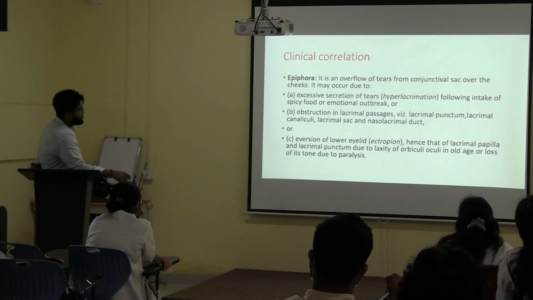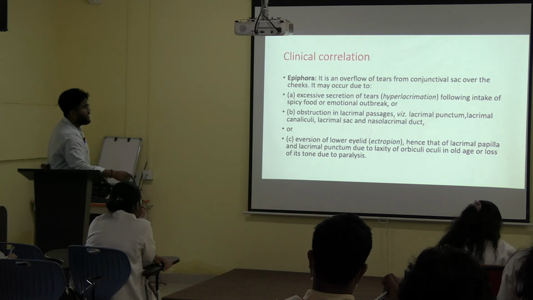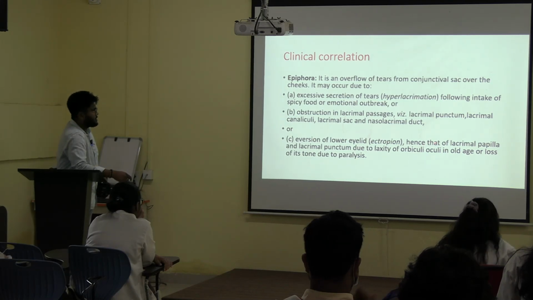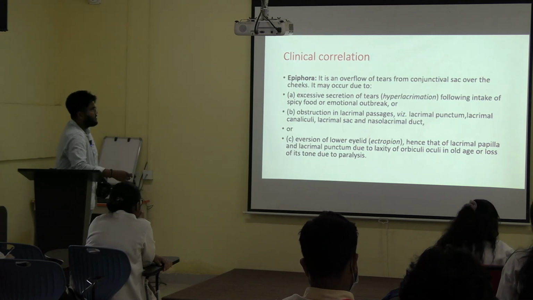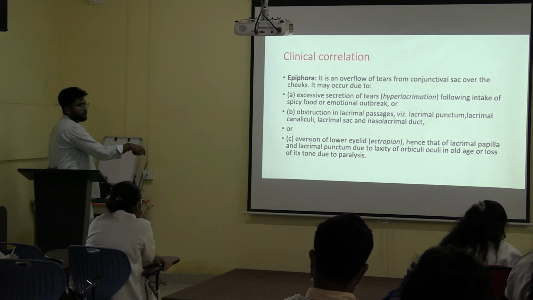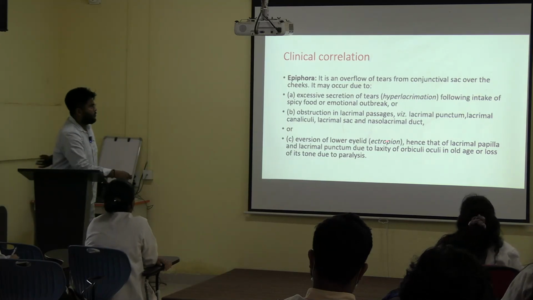Next, one situation is the eversion of the lower eyelid, ectropion, which is mainly seen in old age people. Hence the lacrimal papilla and lacrimal punctum are affected due to laxity of the orbicularis oculi in old age, or loss of tone due to paralysis. So this is called the ectropion part.